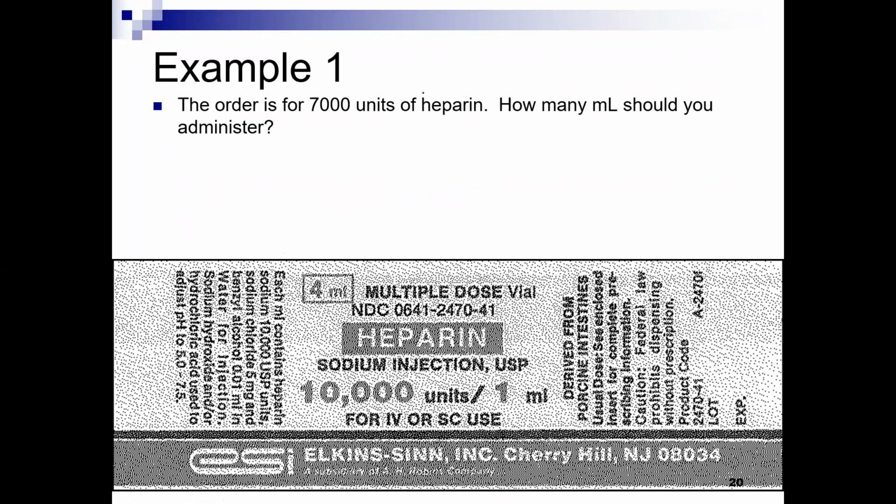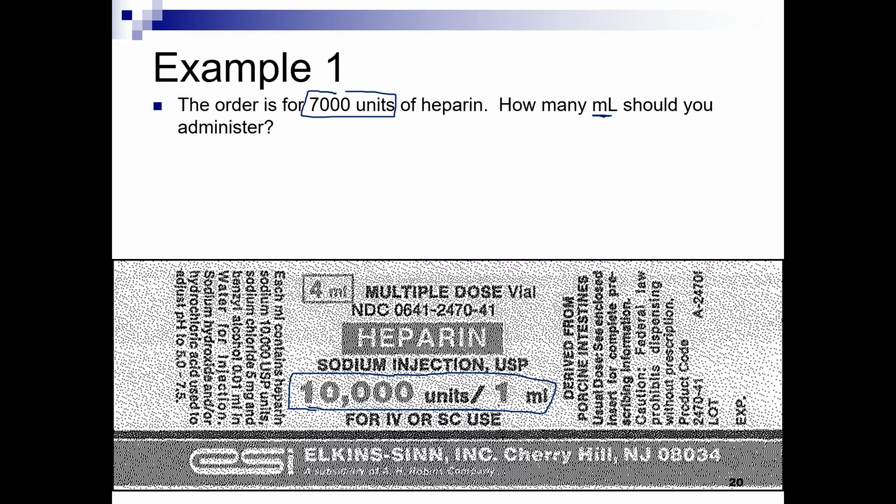So here I have an order for 7,000 units of heparin, and I'm asked how many milliliters. So first I need to identify on the label what is the concentration or the strength. And so I see that here in the middle, that this med has 10,000 units to every milliliter. So I can see just in my head that with an order of 7,000 units, a strength of 10,000, I'm going to give less than 1 milliliter.